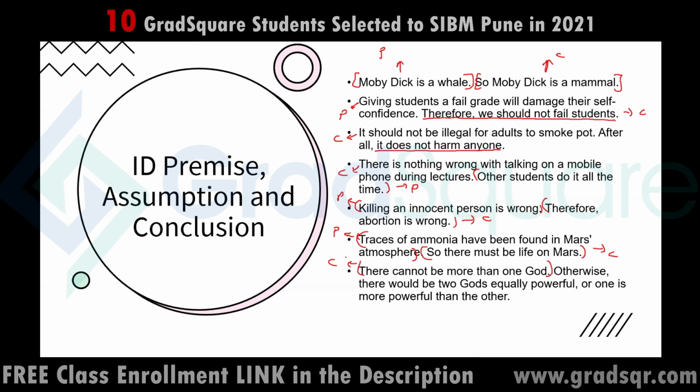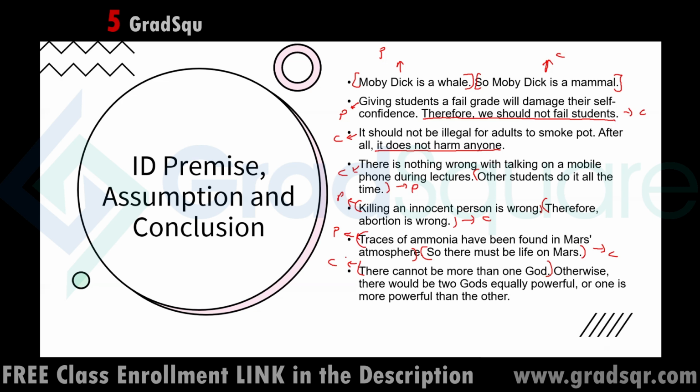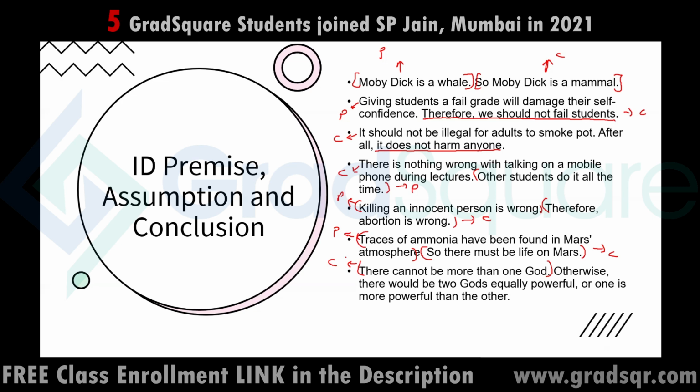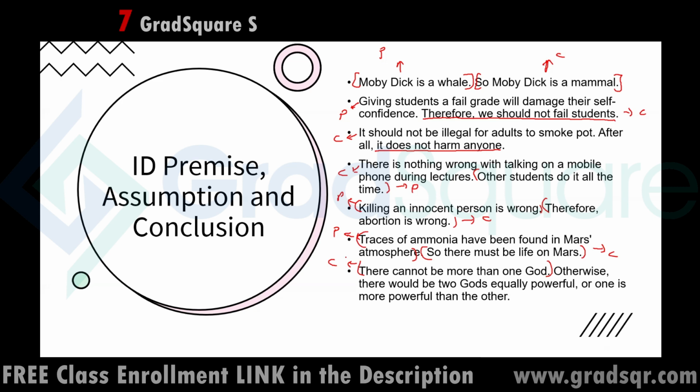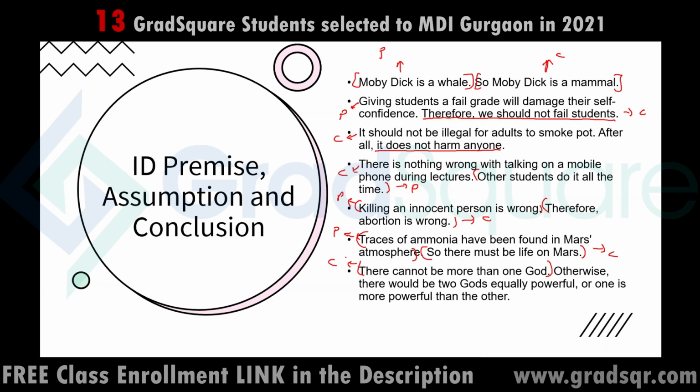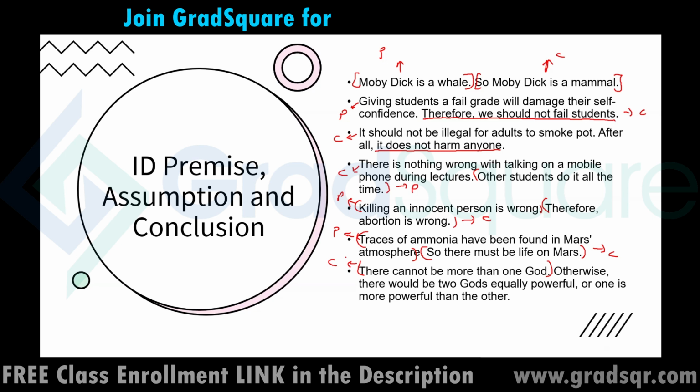Moving forward in this video itself, we will understand that the premise is not very important in getting a sense of understanding of an argument. Rather, conclusions and assumptions are the two most important parts of an argument. Why I'm saying that, we'll see as we move on. But for now, we should understand that the conclusion of the author is that there cannot be more than one God. And why does he say that?